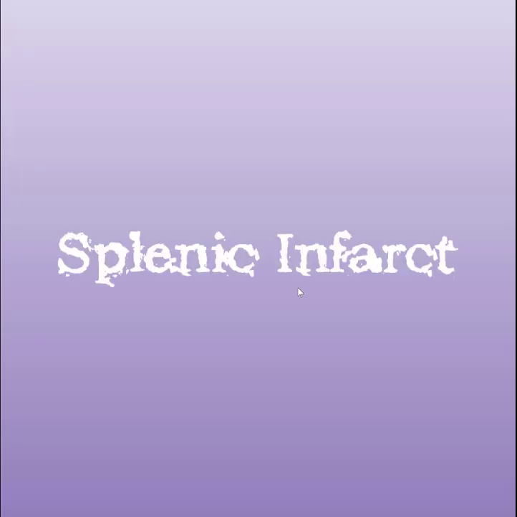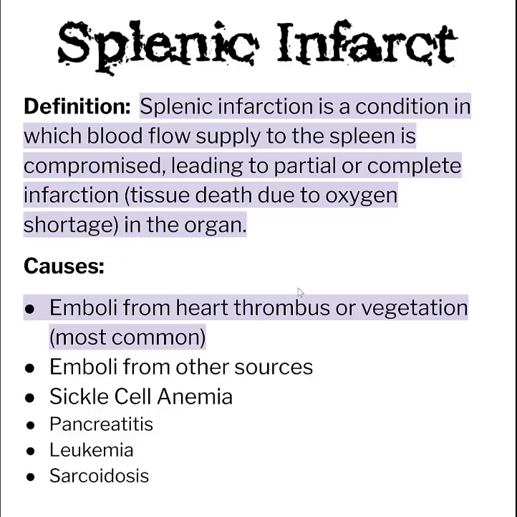Moving on then to splenic infarct. Splenic infarction is a condition in which blood flow supply to the spleen is compromised, leading to partial or complete infarction. So we've talked about infarcts in a couple different ways. We've talked about how in sickle cell anemia, those red blood cells get stuck in the smaller capillaries, causing an obstruction of blood flow. When there's an obstruction of oxygenated blood to an organ, it's going to start to die. There's going to be parts of it that die off.